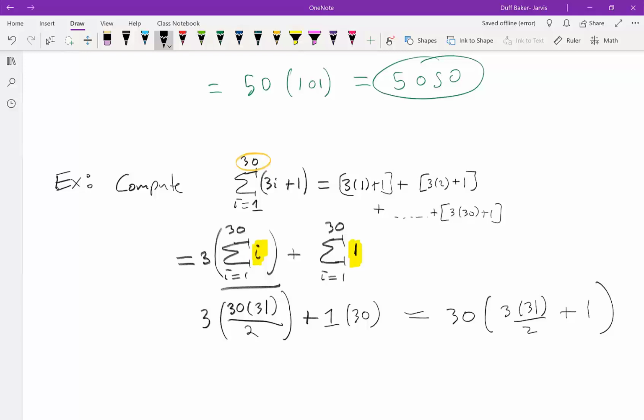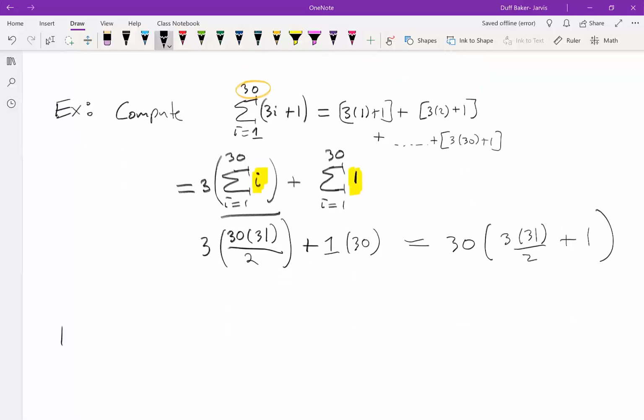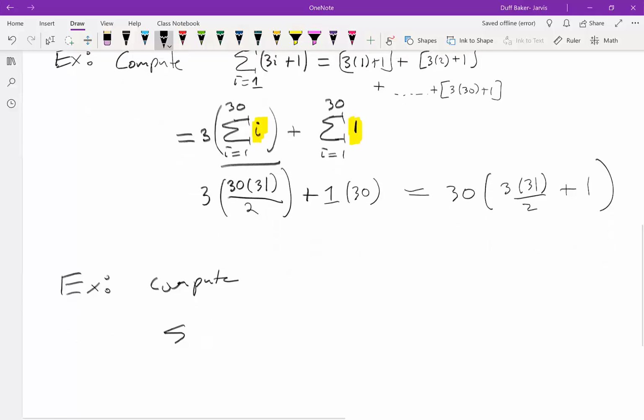All right, and let's do one more. Stop me if you have a question. So let's compute one more of these. Okay, say I had the sum of this. So this would ask you to add up 300 terms. So that sounds horrible to do by hand, right? But we can do it fairly quickly with the formulas.